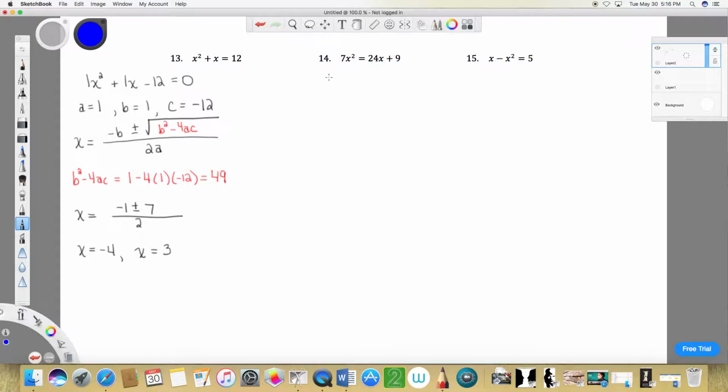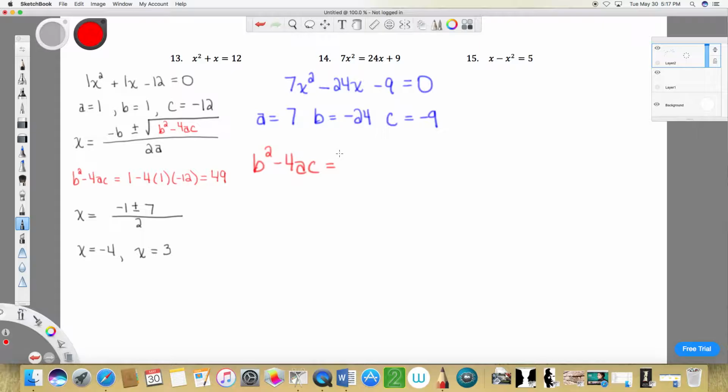This next problem is not in standard form, so let's get this in standard form. We've got 7x squared minus 24x minus 9 is equal to 0. There is no greatest common factor among these three terms. Let's jump in and identify a, b, and c. If we find the discriminant first, if this is a negative number, there'll be no real solution.